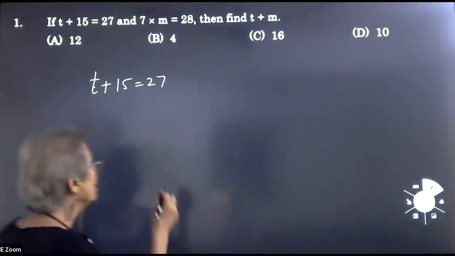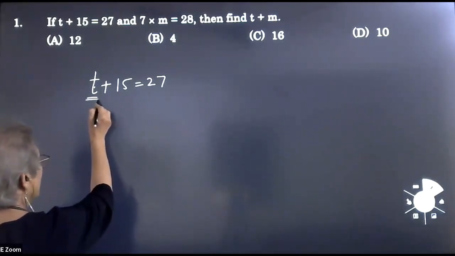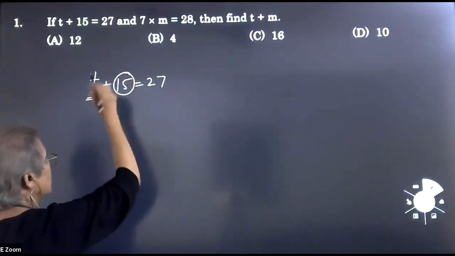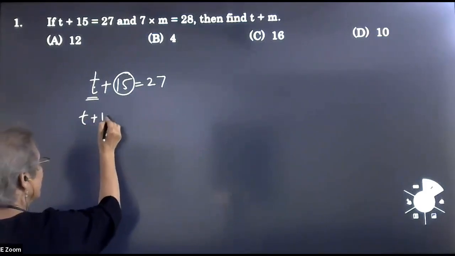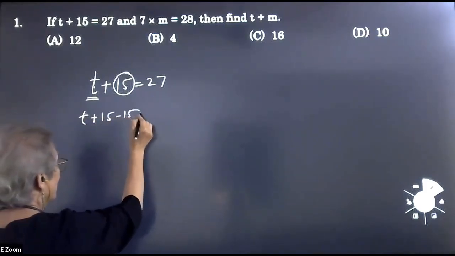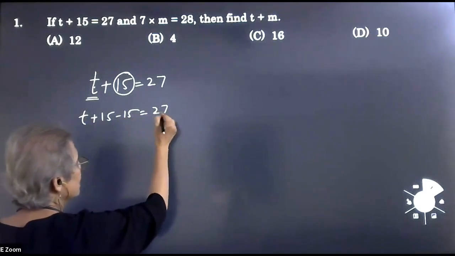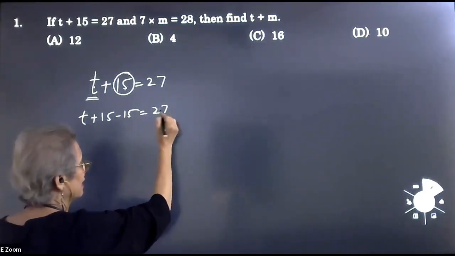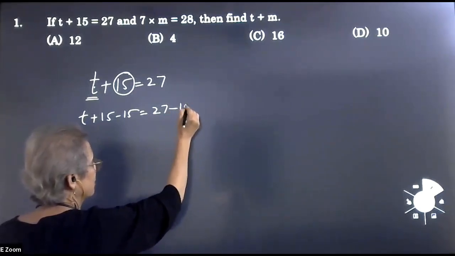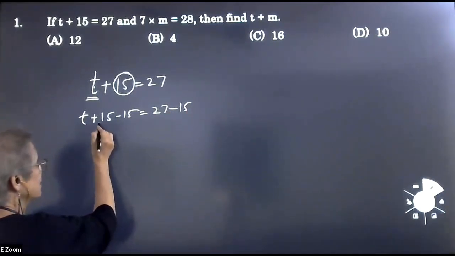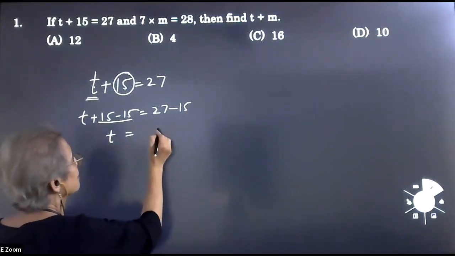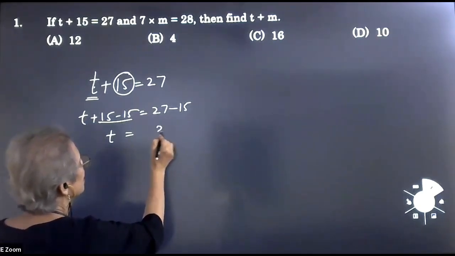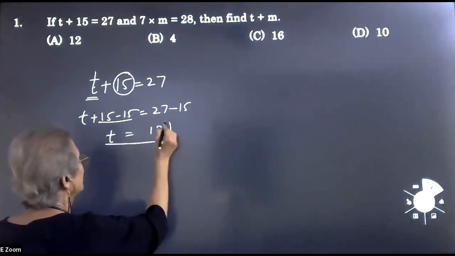One is we have to keep this T alone, and therefore this 15 is to be removed. So let us subtract 15 from this side. And the same thing is to be done at RHS, so subtract 15. And now what will happen? This 15 minus 15 will be 0, so only T will remain. And here the answer will be 12. So the value of T is 12.